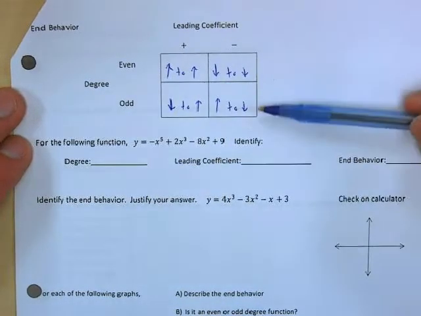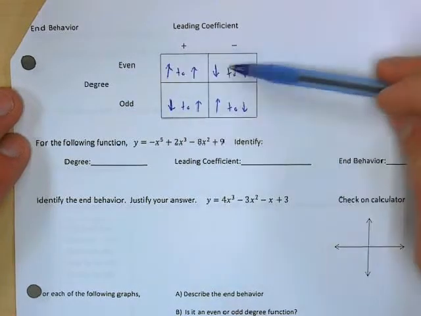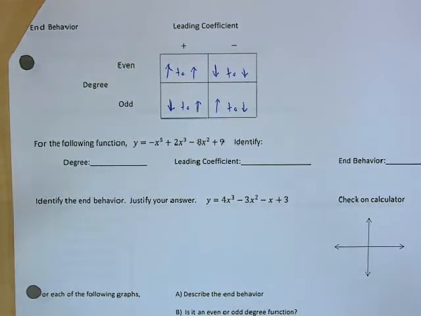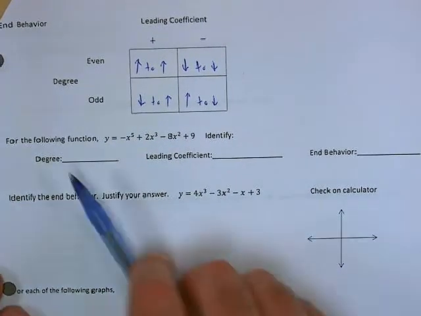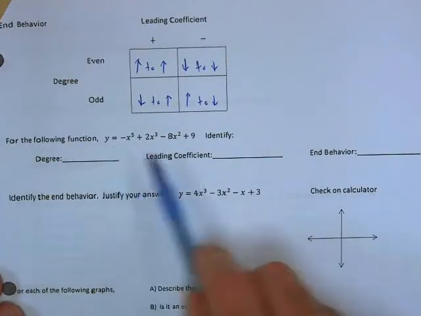Okay, so if you're able to recreate this little box, again, it doesn't have to be in this exact order, but if you could recreate that box accurately, that's kind of a little cheat sheet for you on a lot of these problems throughout this unit. Okay? All right, for the following function, we want to identify a few things.